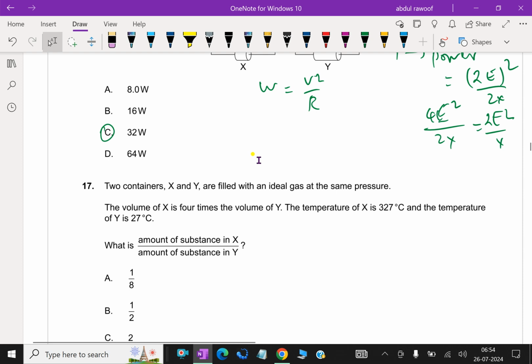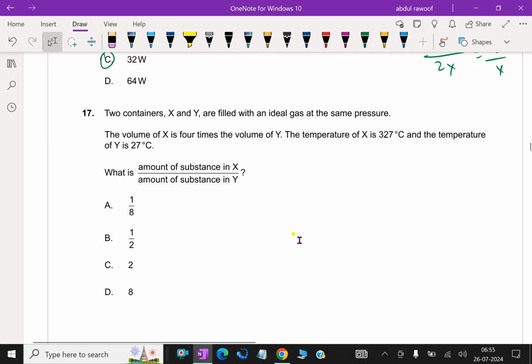Next one, two containers X and Y are filled with an ideal gas at the same pressure. The volume of X is 4 times the volume of Y. The temperature of X is 327 degrees Celsius and the temperature of Y is 27 degrees Celsius. What is the amount of substance in X over the amount of substance in Y? Here PV equals nRT.